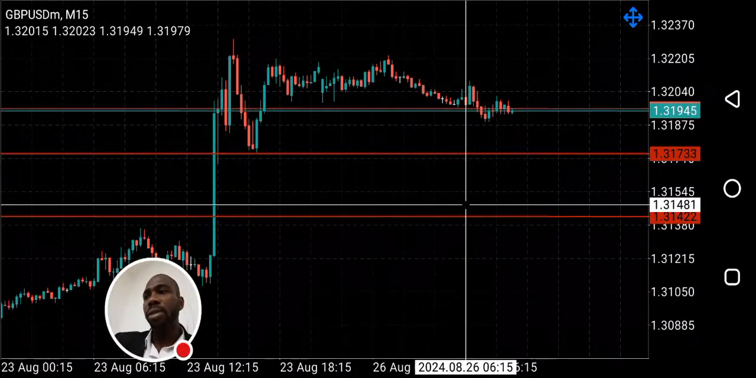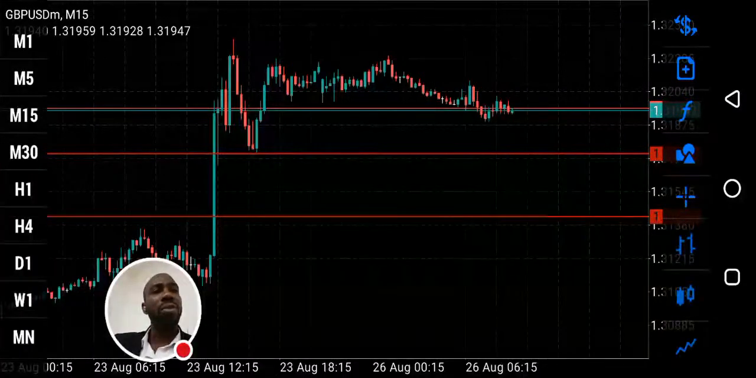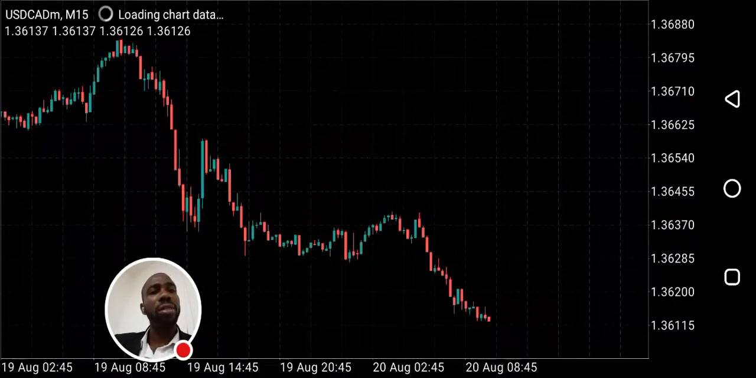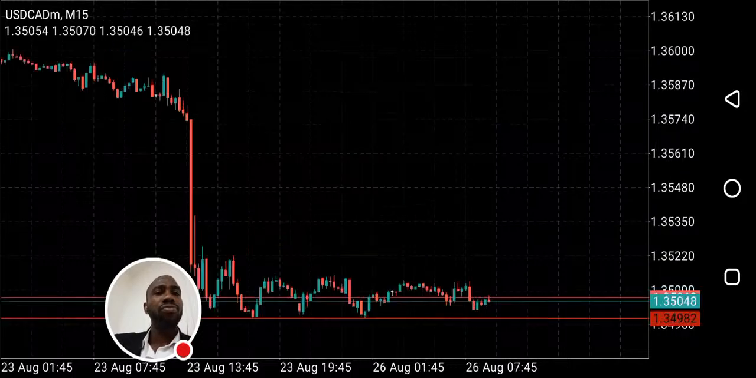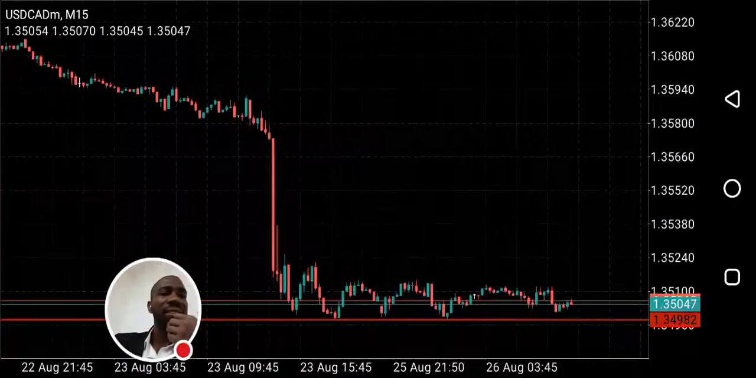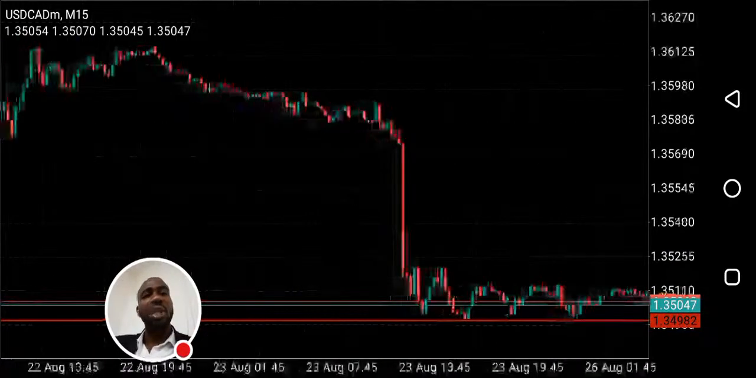Okay, Mr. Abraham said we should look at USD CAD. Okay, let's look at USD CAD. USD CAD is negatively correlated with GU. If we are considering selling GU, we should look for a buy opportunity on USD CAD. Okay, so you can see USD CAD has also been ranging. It's been ranging, no clear direction right now.